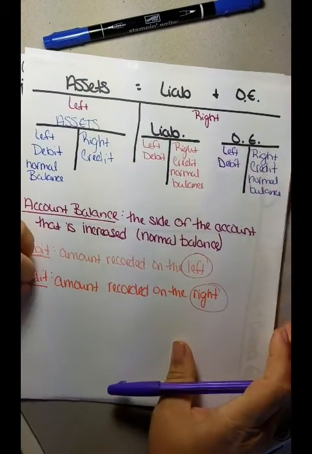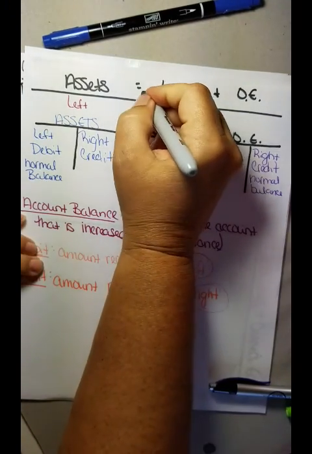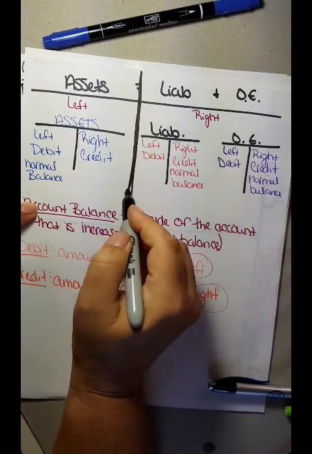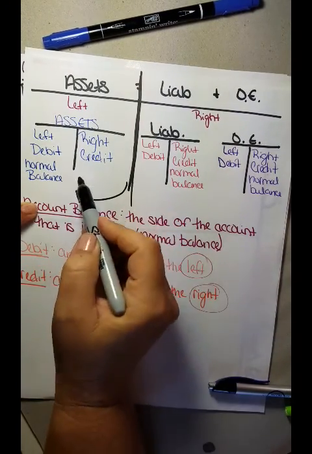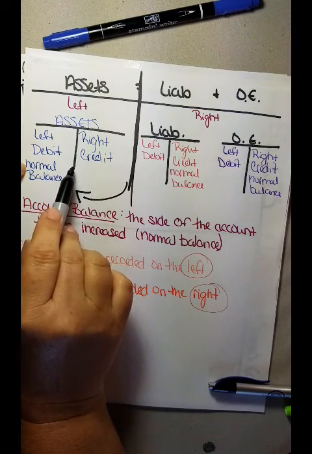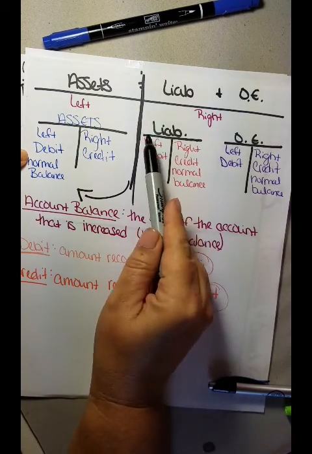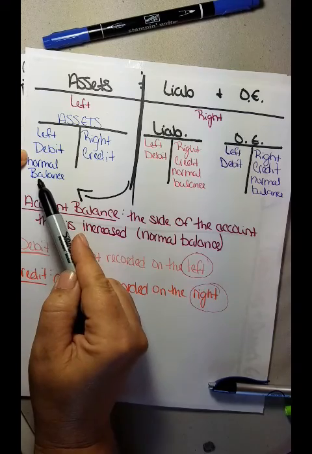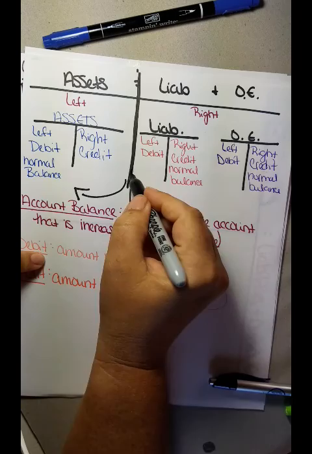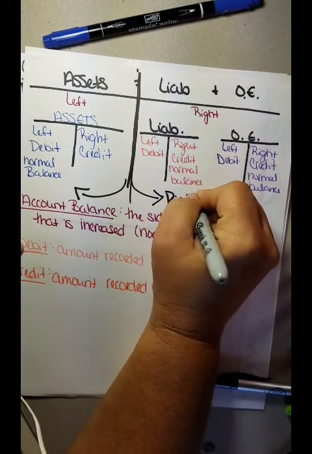Okay, so my trick is, if you look at this line here with the equal sign, if it's on this side of the equal sign, which is assets, the normal balance is going to be on the left side of the T account. So assets are on the left of the equal sign, their normal balance is on the left. Okay. Liabilities and owner's equity, they are both on the right side of the equal sign.